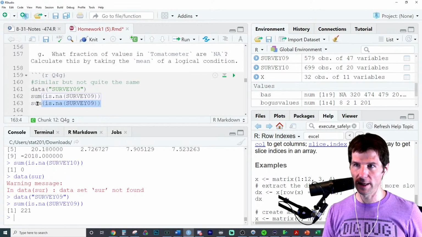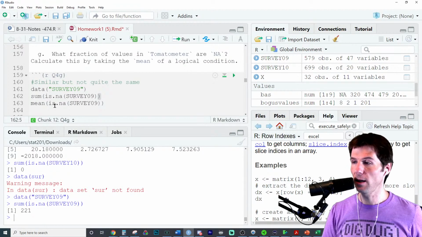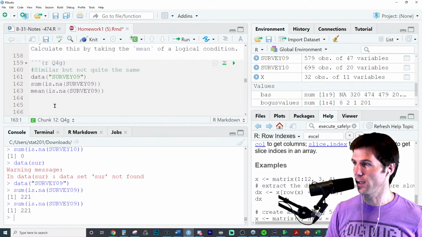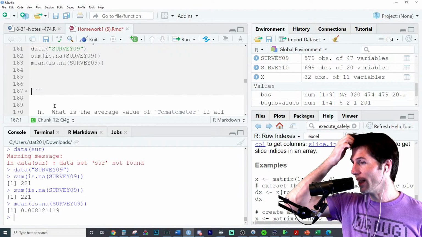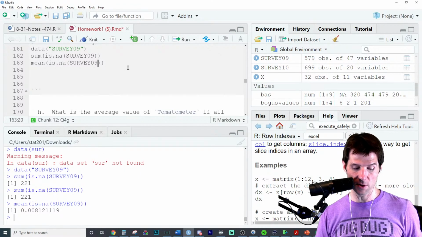What is this doing right here for me? This first one is telling me how many NAs are in the whole data frame. The second one is telling me what fraction of the data frame is NA. You can do this for vectors also.